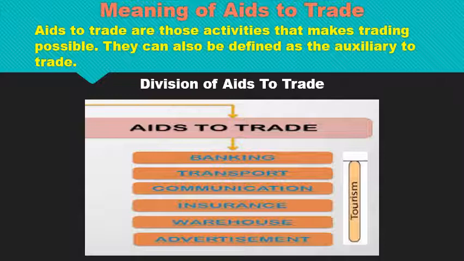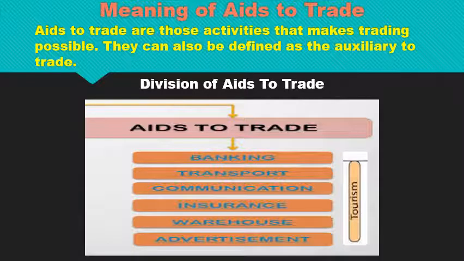From the picture you can see on the screen, aids to trade can be divided basically into 7 major groups, and they are: one, banking; the second one is transportation; the third one is communication; the fourth one is insurance; the fifth one is warehousing; the sixth one is advertisement; and the last one is tourism. All these 7 that we refer to as aids to trade, if they are not available, trading will not be possible. Let's now look at them one after the other.